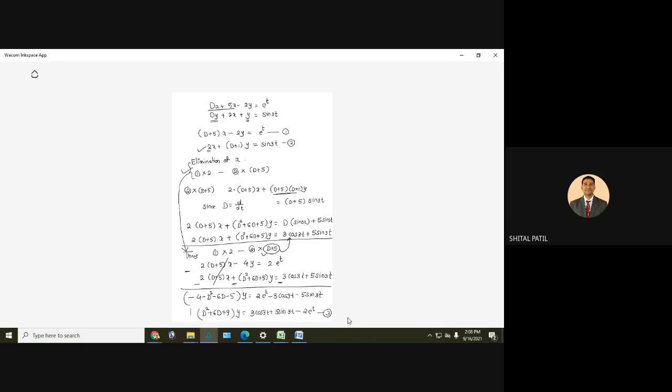Now you might have understood this is a differential equation in y and t only, free from x.